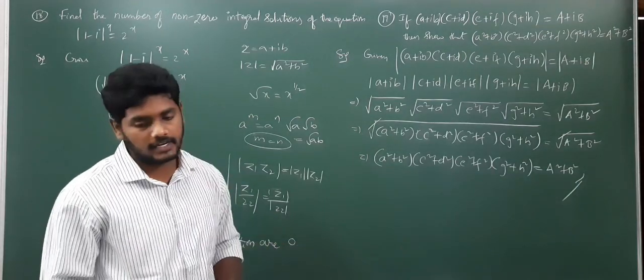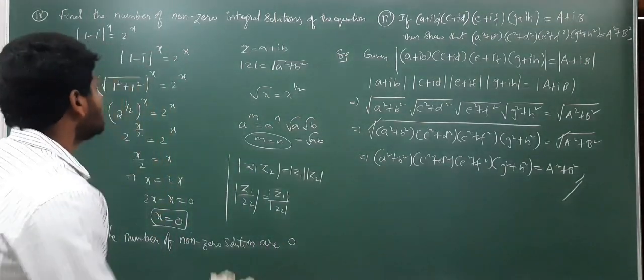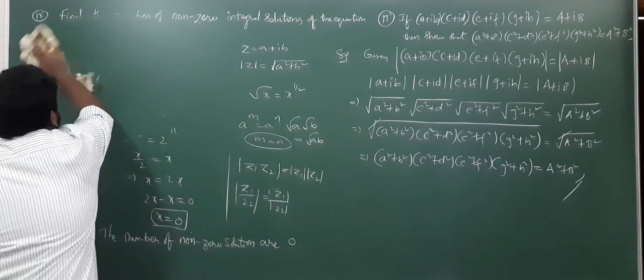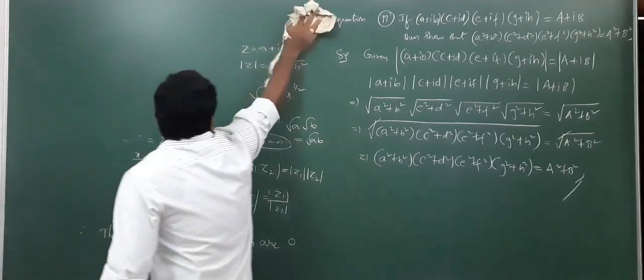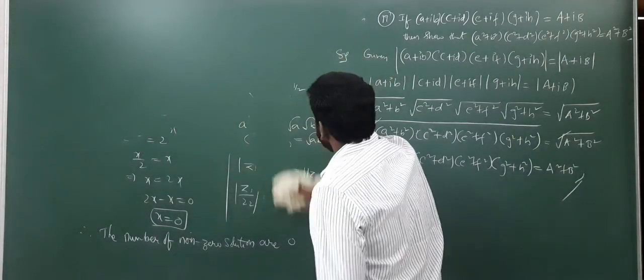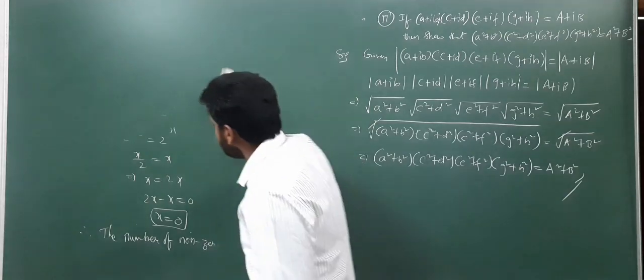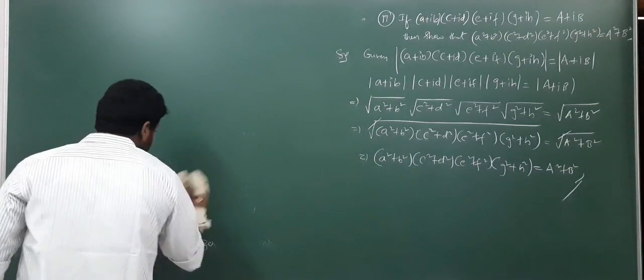So this is question number 19. Only one question is left in that exercise, which is question number 20, which is the most important when compared to all the questions in the miscellaneous exercise.